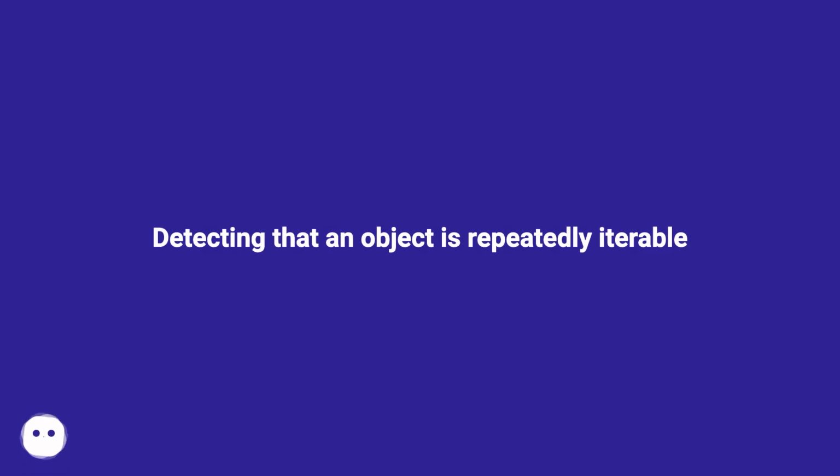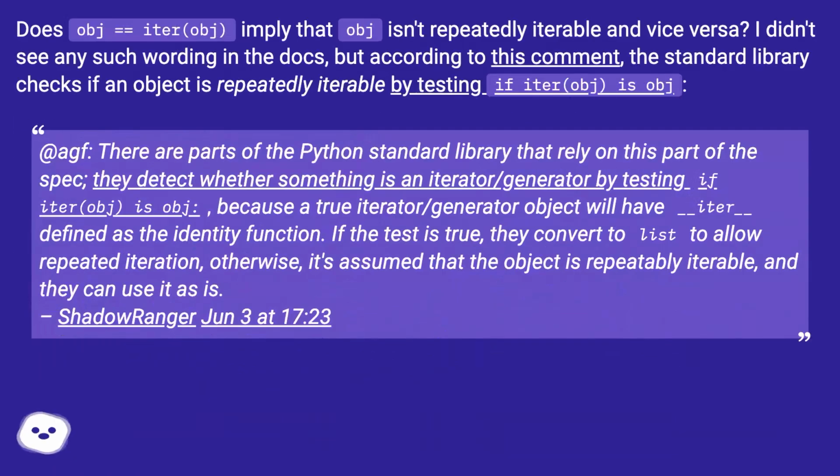Detecting that an object is repeatedly iterable. Does obj equals iter(obj) imply that obj isn't repeatedly iterable, and vice versa? I didn't see any such wording in the docs, but according to this comment, the standard library checks if an object is repeatedly iterable by testing if obj is iter(obj).